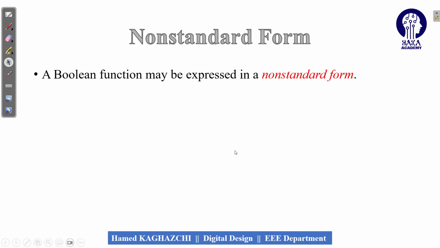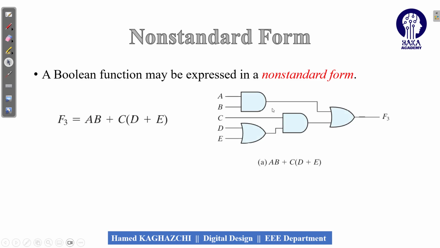In the case of the non-standard form, we can say that if we have something like that, this form of representation is neither standard nor canonical. So we call this one the non-standard form. If I draw and implement the logic diagram of this Boolean function, you can see that we have to use more than two levels for representing this function.